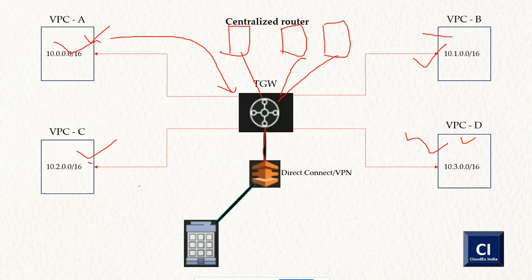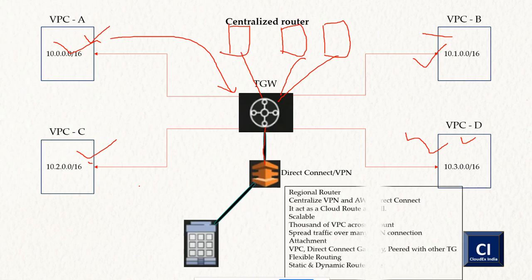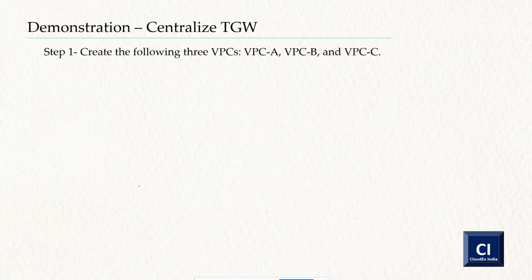So let's see how we can configure the transit gateway, how it will work, and how we can do the attachment or association from VPC to the transit gateway. There is a brief description you can read from this slide. So this is the demonstration part.